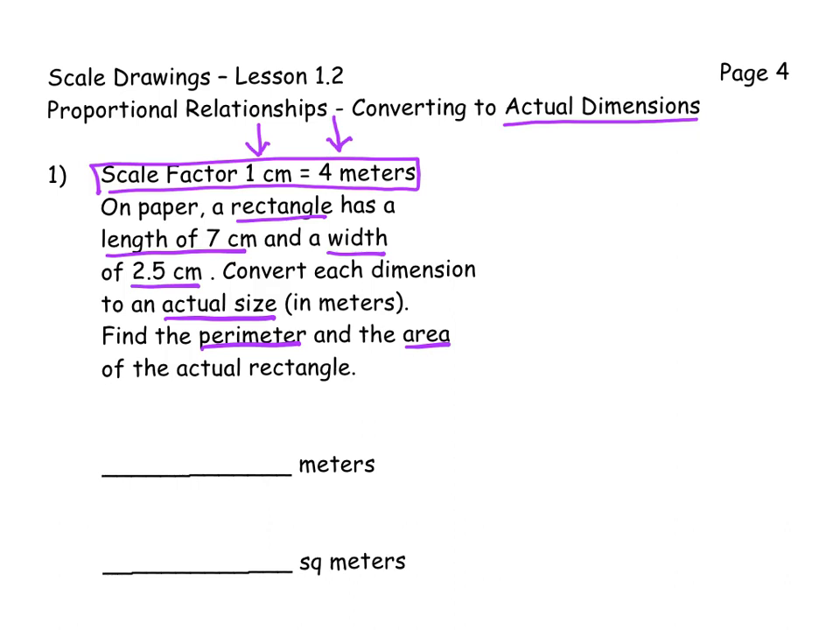Well, let's begin by writing our scale factor down. For every 1 centimeter on paper, it's equivalent to 4 meters in the real world. Now let's put y over x. 4 meters divided by 1 centimeter means our rate is 4. Please circle that 4. Make sure you're recording all this information in your notes.